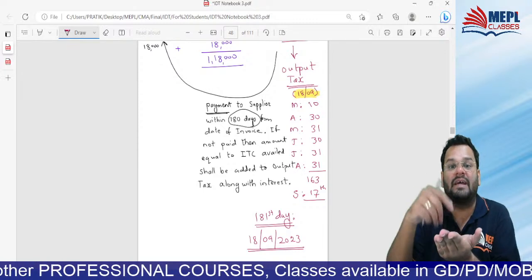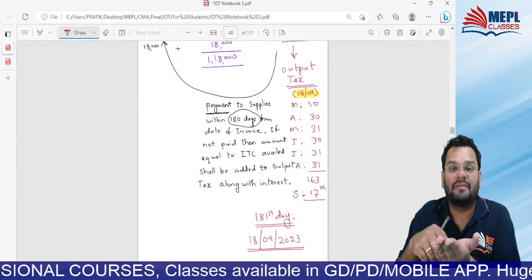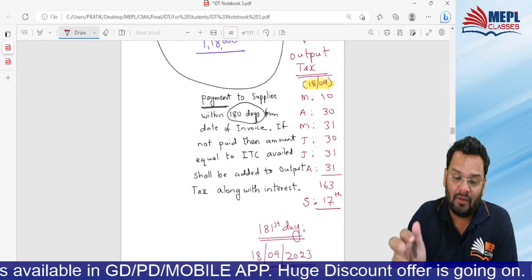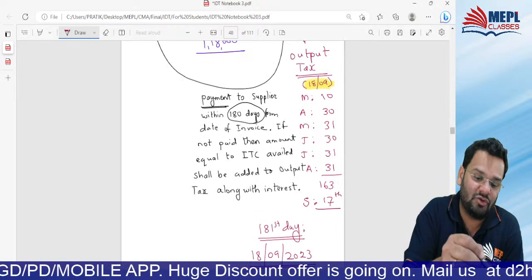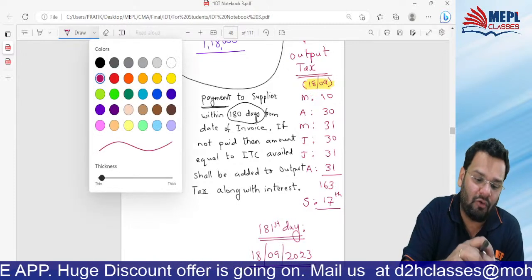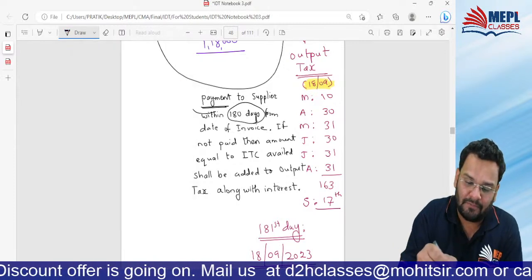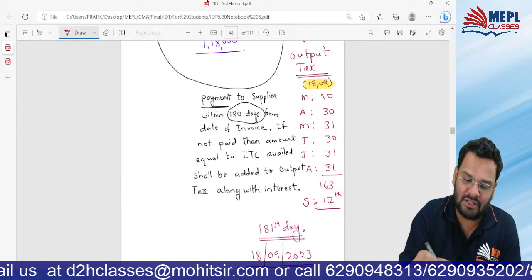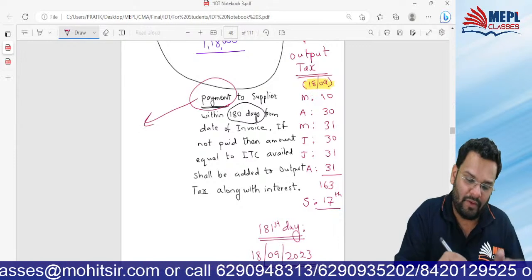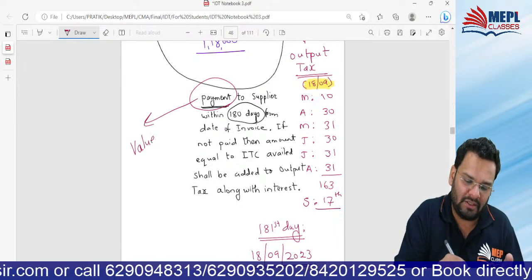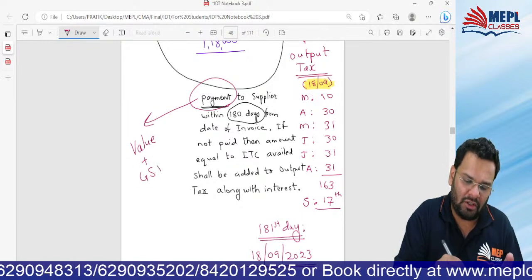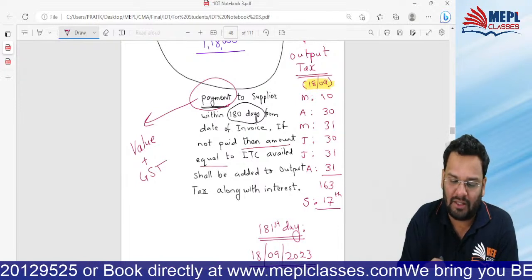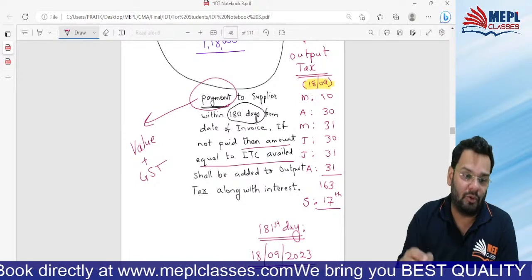Second, you understood this proviso: payment of what? Payment of value plus GST. This 1,18,000. So when payment of value plus GST is not done in 180 days from the date of invoice, then an amount equal to ITC availed will be added back to the output tax as a punishment.